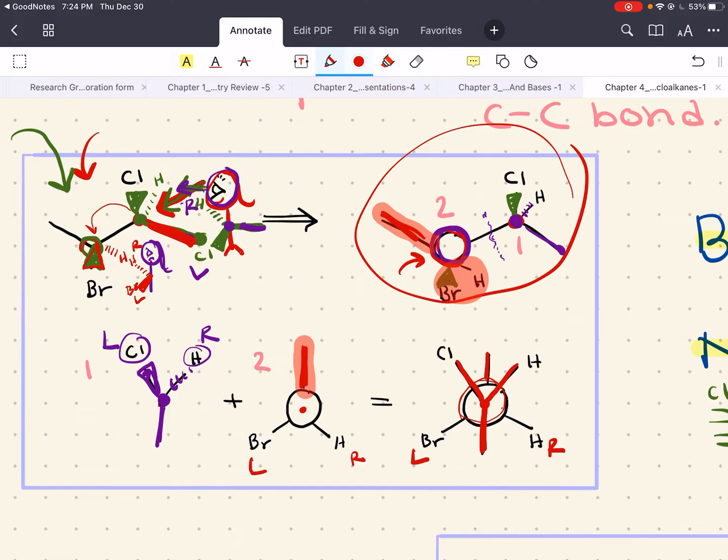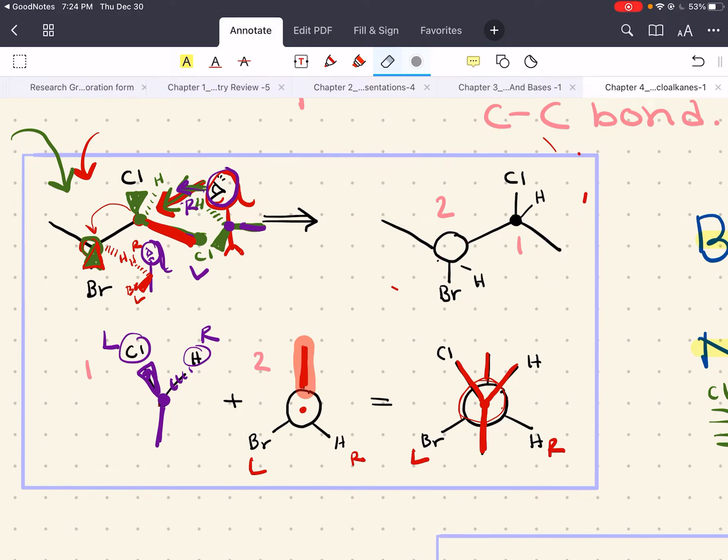So that's how we're going to convert our bond line into a Newman projection. We're going to draw our front carbon as a circle. We're going to draw, here, let me start this over just as a reminder.